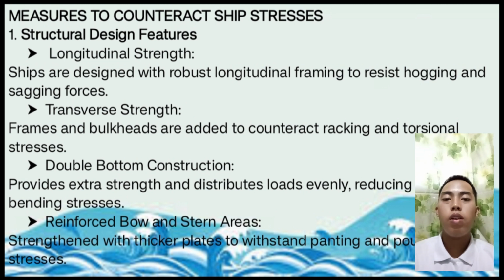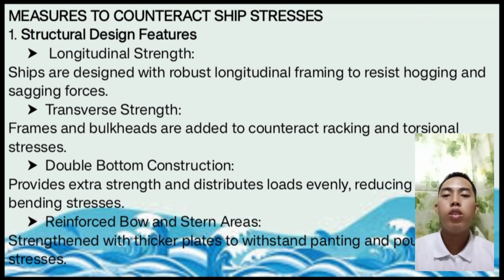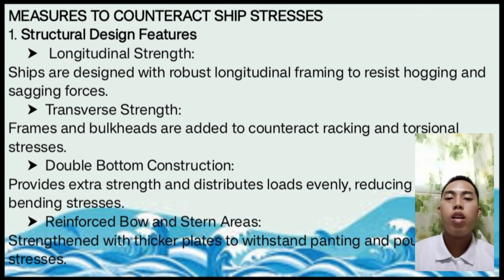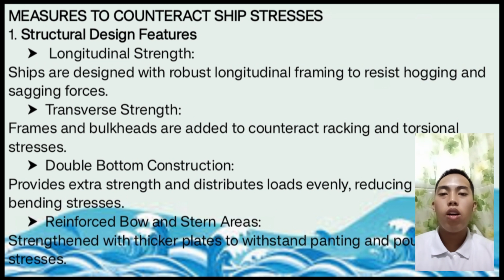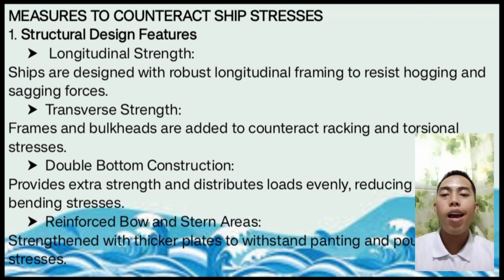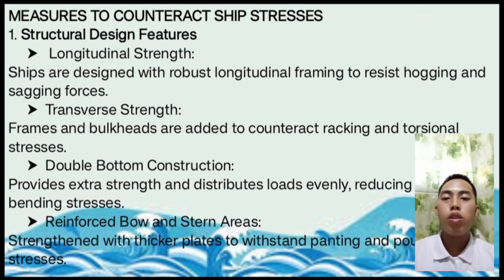The 4 main structural design features used to counteract ship stresses are longitudinal strength or resisting hogging and sagging, transverse strength or resisting rocking and torsional stresses, double bottom construction or evenly distributing loads to reduce shear and bending stresses, and the last one is reinforced bow and stern areas, withstanding panting and pounding.